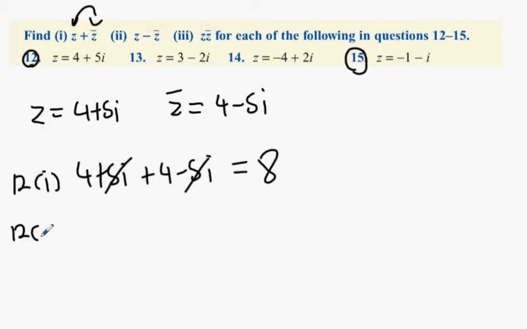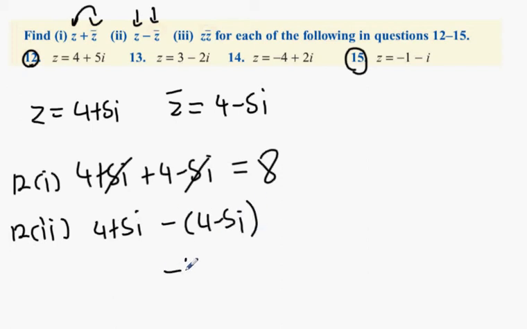Then 12 part 2, it says get the original number, which is Z, and take away its conjugate, which is Z bar. So we're going to have 4 plus 5i, take away 4 minus 5i. So that's going to come into minus 4 plus 5i. 4 plus 5i. Then 4 minus 4 cancels, 5i plus 5i is 10i. Not too bad, is it?